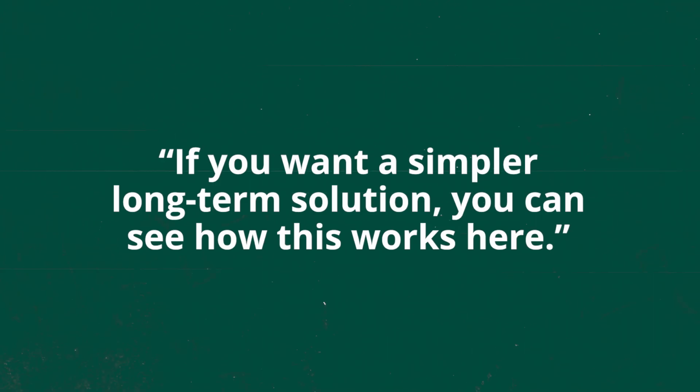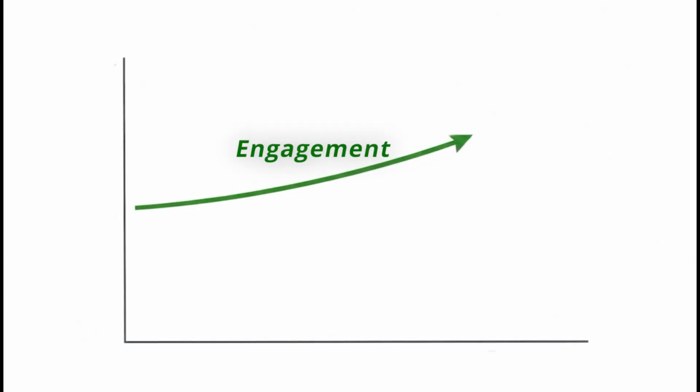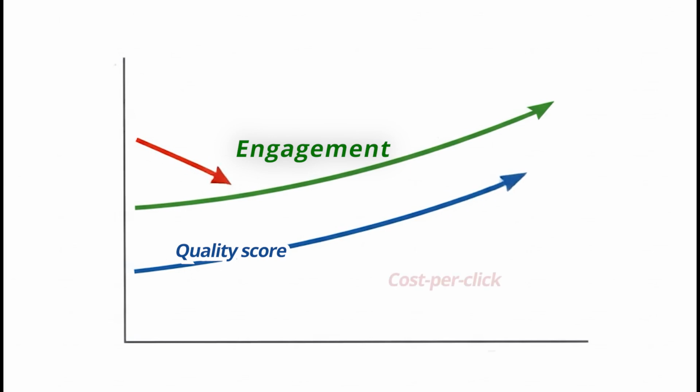Instead of saying buy now, use a softer transition such as, if you want a simpler long-term solution, you can see how this works here. Higher engagement improves quality score, and stronger quality scores lower your cost per click even further. And this is where the compounding effect begins. Once your advertorial is structured this way, you are ready to build a campaign around it and scale with confidence.